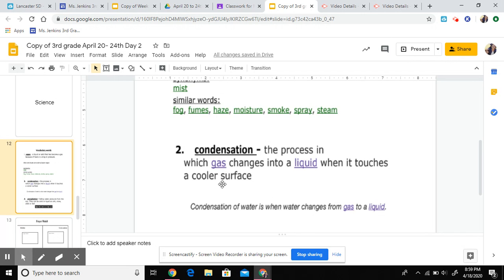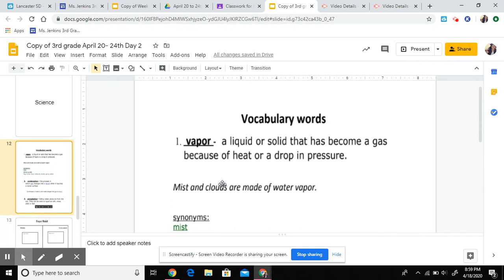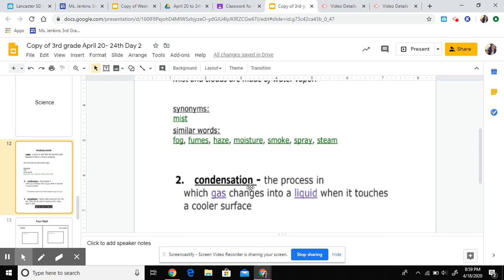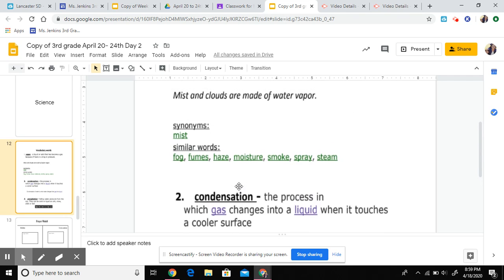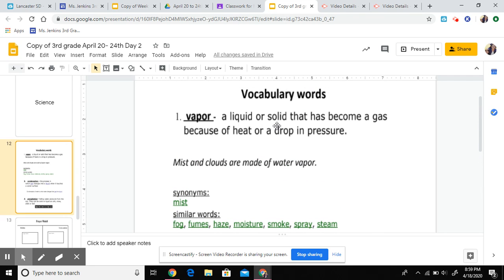So for science, you're just doing your vocab. So your vocabulary, you have 3 words. Vapor, condensation, precipitation. Vapor is a liquid or solid that has become a gas because of heat or a drop in pressure. If you guys have ever been in like a sauna where there's really hot air, people sitting there with their towels and they like to relax, that water becomes a gas because of how hot it is in there. Sometimes it's like mist, it's like hot mist.